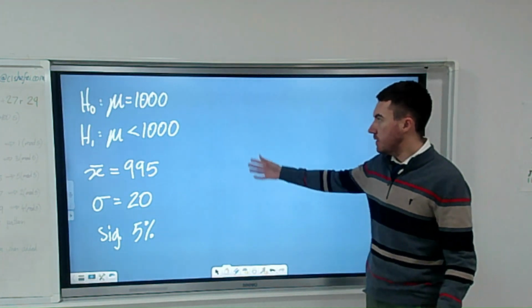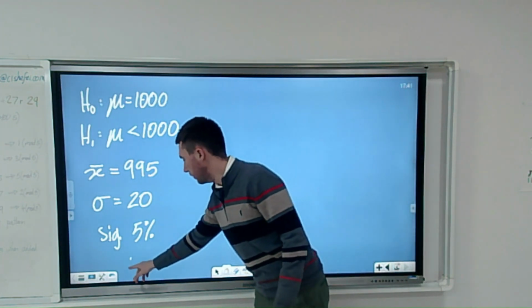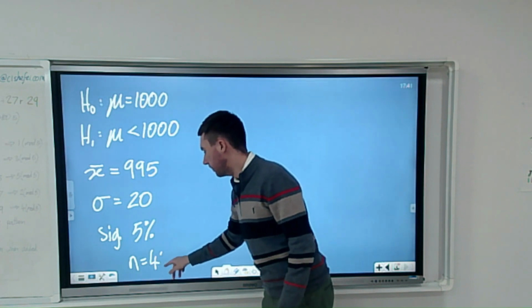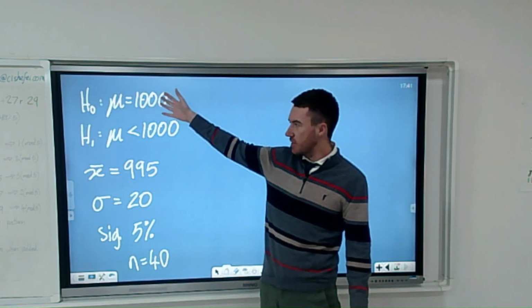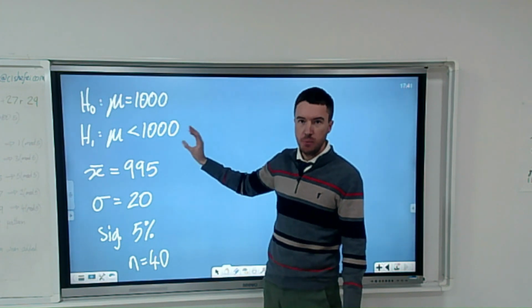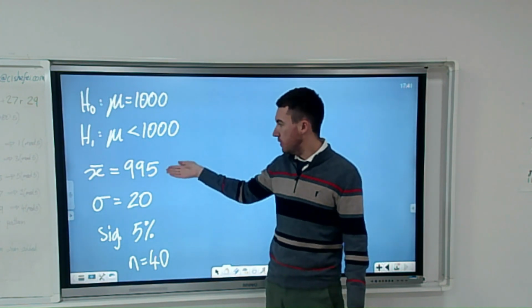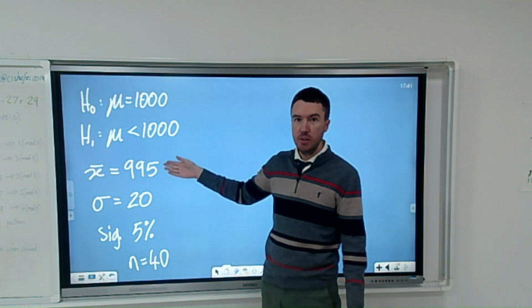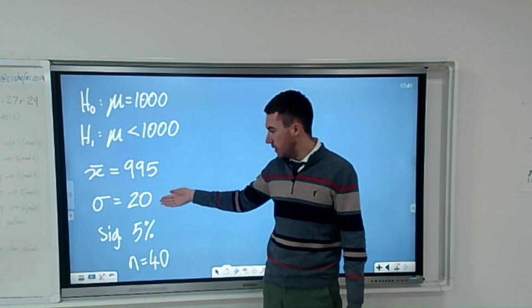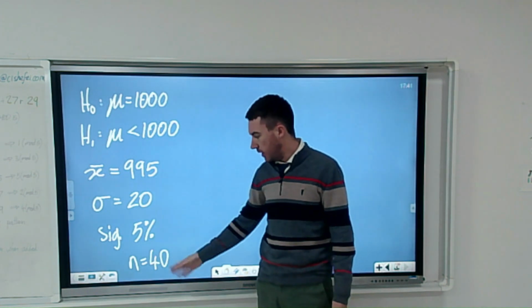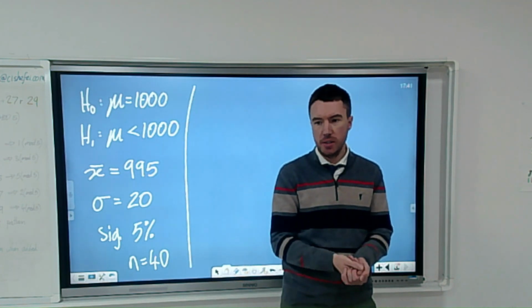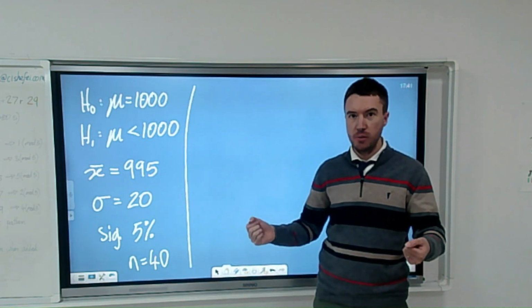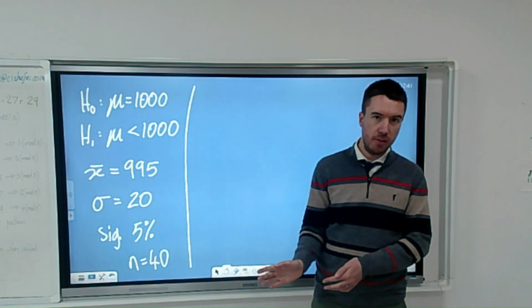This is the data pulled from the question. I forgot, n is 40. 1 kilogram is 1,000 grams, so mu is 1,000. That's our null hypothesis. We're testing to see if it's lower. We do a test, and this is the sample mean. We knew before this is the standard deviation, this is the significance level, and the sample size. The number of samples is 40, which means we can use the central limit theorem.